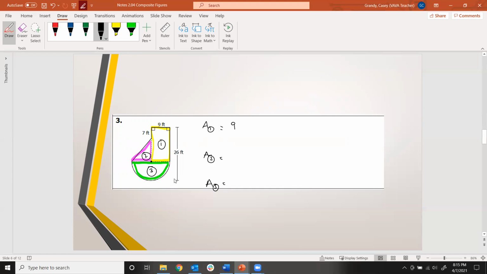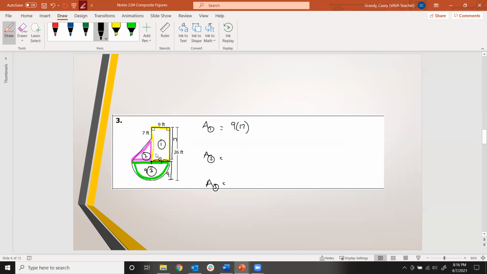I know that from here to here is 26. And I know that here to here is 9, which means here to here is also 9. Well, 9 is the radius of my circle. Remember, in a circle, all radii are the same. So that means this radius is also 9. So from here to here is 9. And if this entire thing is 26, I will subtract 26 minus 9. So the height of that rectangle is 17.